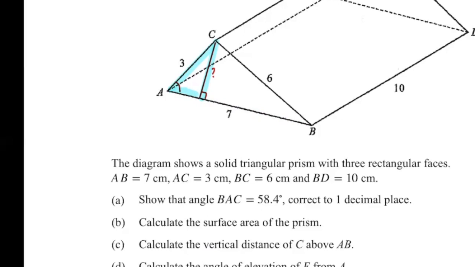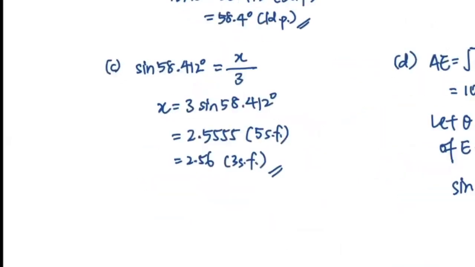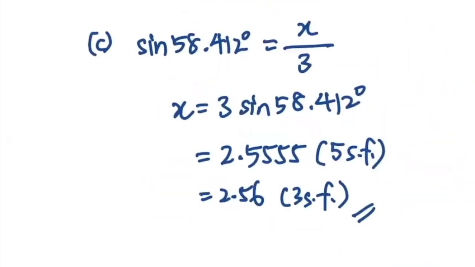So don't think about sine rule, cosine rule, for example. Okay, so use your SOH CAH TOA to find the distance. In this case, I call it x. So you should be able to get 2.5555 or 2.56 to 3SF.